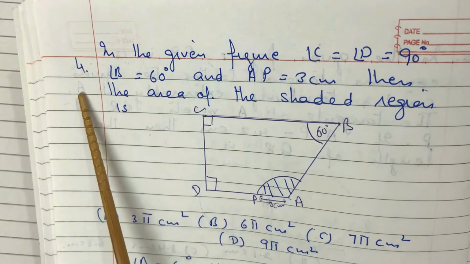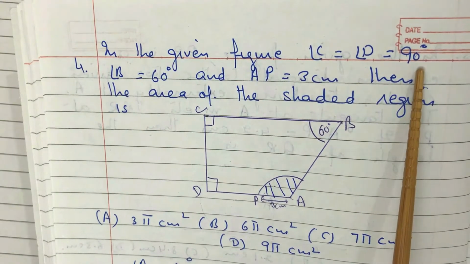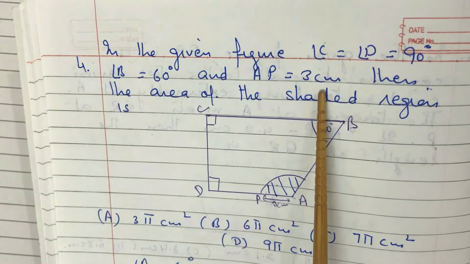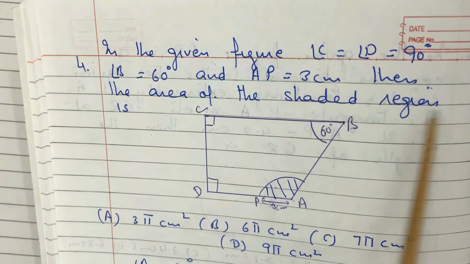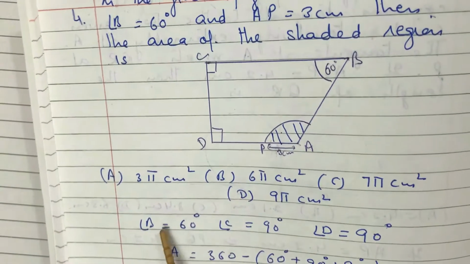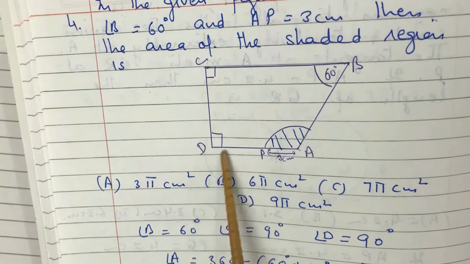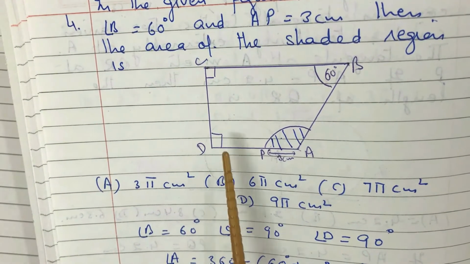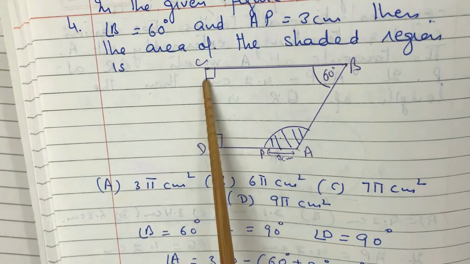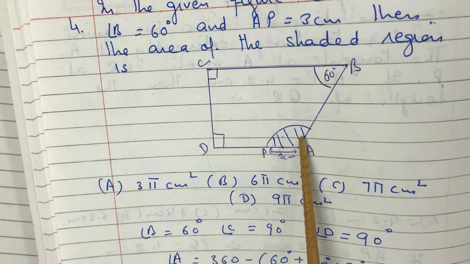Now the fourth question is, in the given figure, angle C is equal to angle D is equal to 90 degree. Angle B is equal to 60 degree and AP is 3 cm. Then the area of the shaded region is. There are 4 options. Now angle B is equal to 60 degree and they both are 90 degrees. So we can find this angle. 360 minus sum of these 3 angles will come out to be 120 degree. So this angle is 120 degree.